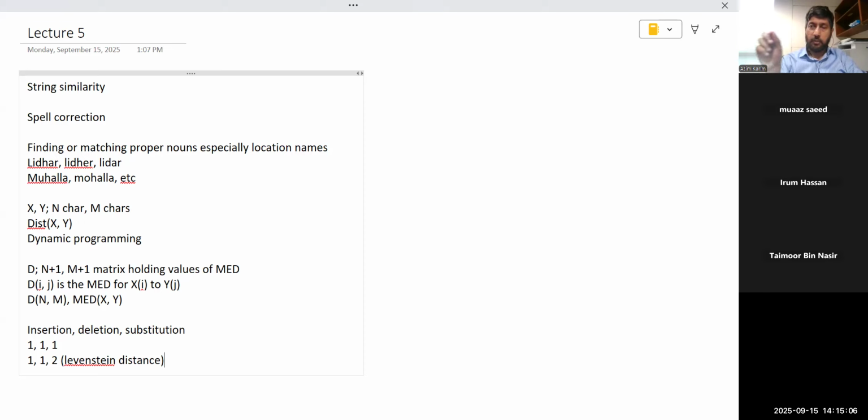So how did that 2 come about? Because you can get a substitution by first deleting and then inserting. Okay? So you did two operations. So you can think of substitution as having a cost of 2. Or in other words, you can say that there is no substitution allowed.